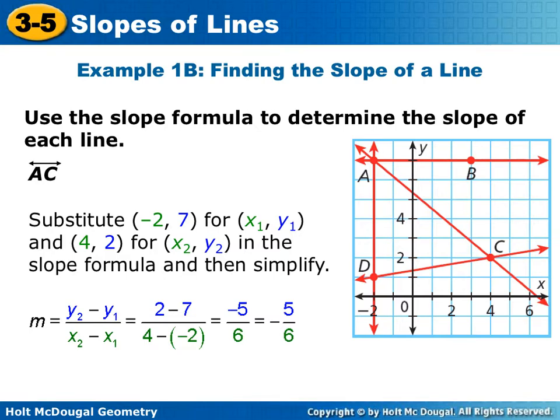You can go rise over run, or you could do the slope equation. In the slope equation, it doesn't matter which point you call y2 or y1. I could go 2 minus 7 over 4 minus negative 2. That's fine. Or I can go 7 minus 2 over negative 2 minus 4. Either way is going to give you the correct answer.